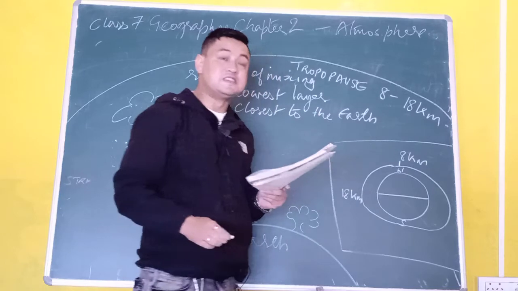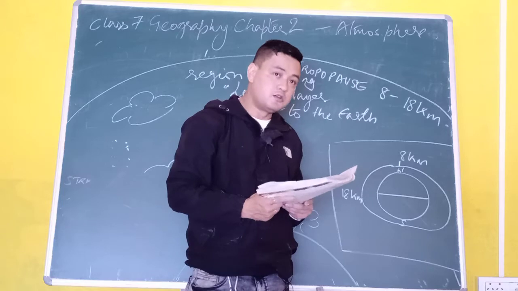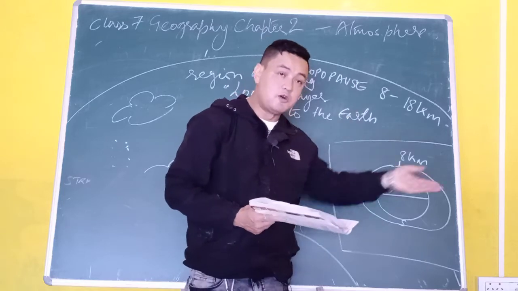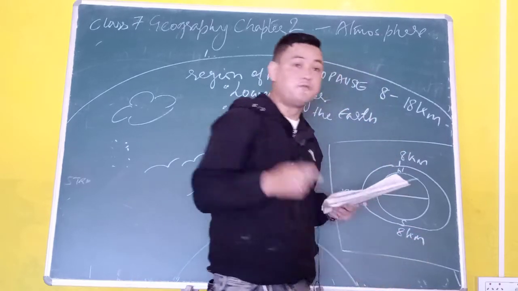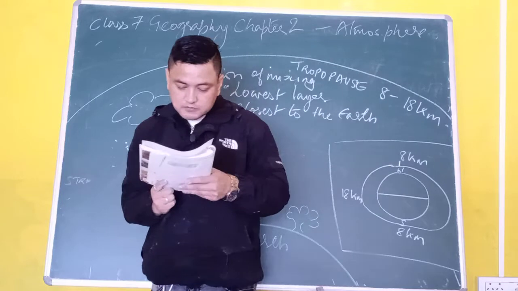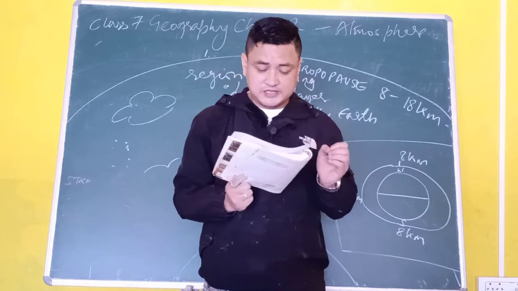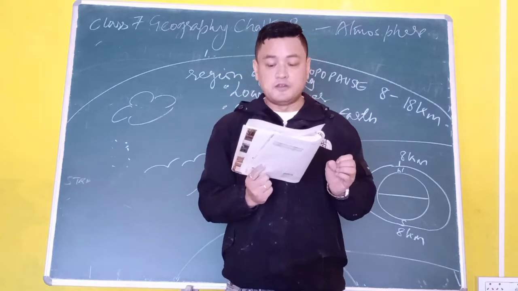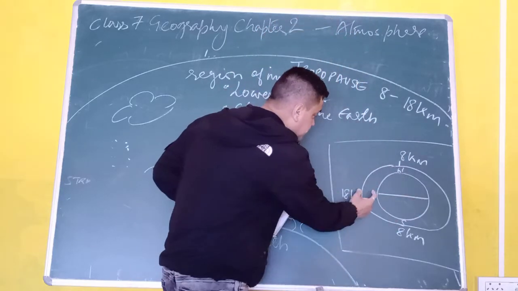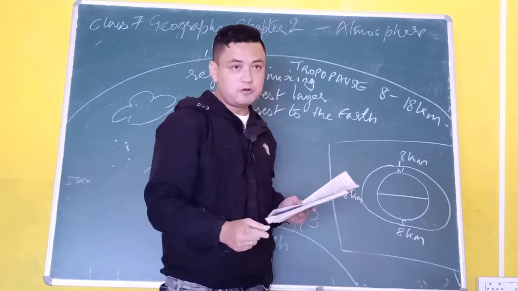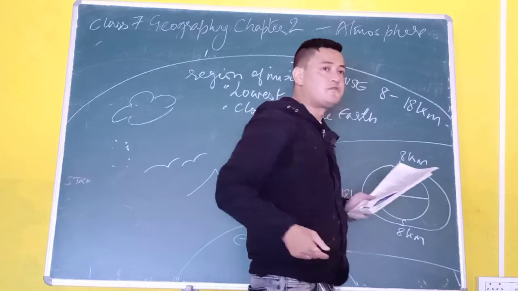What is the reason for this? On both sides of the equator, you find 18 kilometers, the thickness of the troposphere which surrounds our earth. But if you look at the poles, it is only 8 kilometers. What is the reason for this? The reason is that the height of the troposphere is more in the regions where the amount of heat received is more. So the height of the troposphere is more in the places where the heat is more. If the heat is not more, then you will find the height of the troposphere is less.